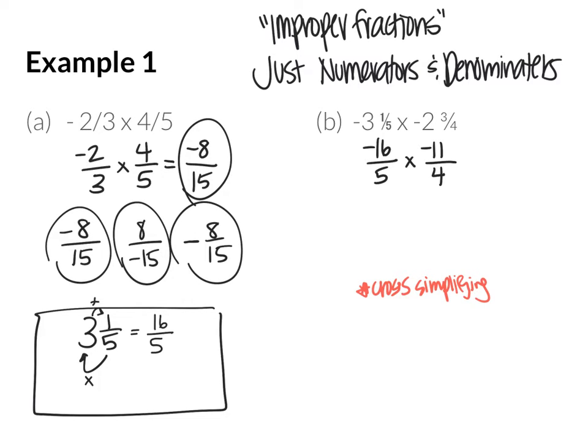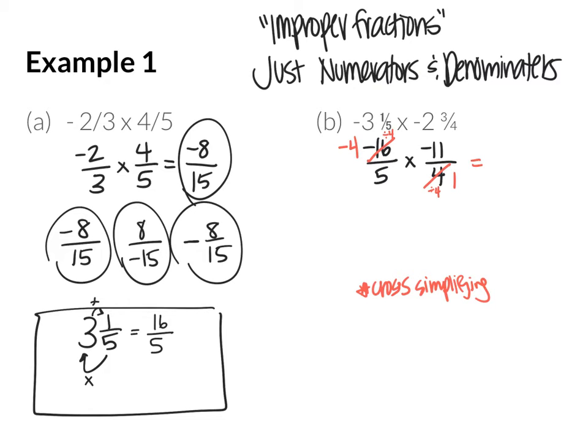Where I say, do 5 and 11 have anything in common that I can divide by? No. But 16 and 4 are both divisible by 4. Negative 16 divided by 4 is negative 4, and 4 divided by 4 is 1. So what I've done is I've divided 4 on the top, and I've divided 4 on the bottom.